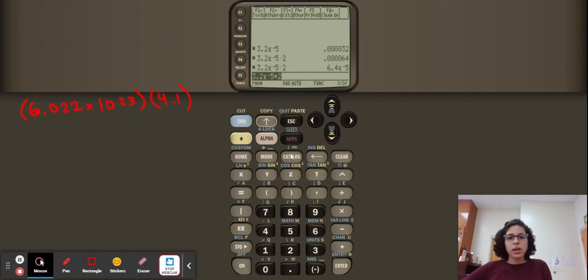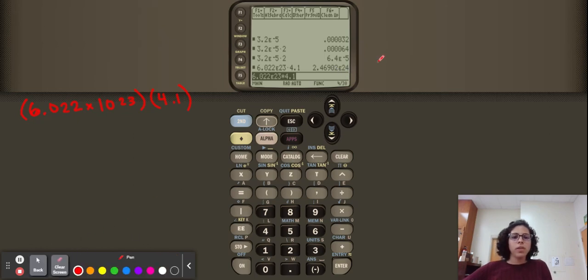So again, we would come in here, write the number 6.022. Instead of writing times 10 to the, I just press this EE button. I'm going to write my exponent, 23. And then I want to multiply that by 4.1, times 4.1. And that gives us 2.46902 times 10 to the 24th power. So make sure you know that you can write this 2.47, I'll just round it, times 10 to the 24th power. That's what that answer is telling you right there.